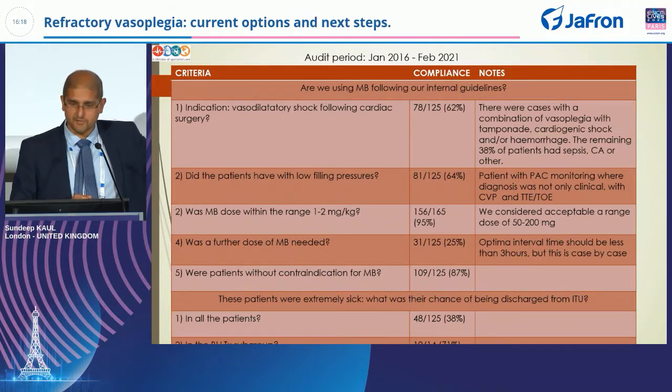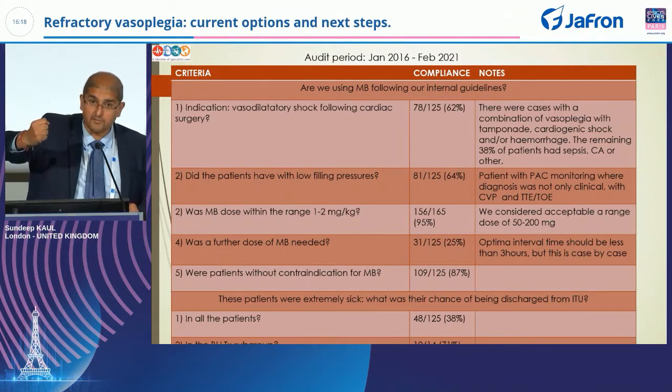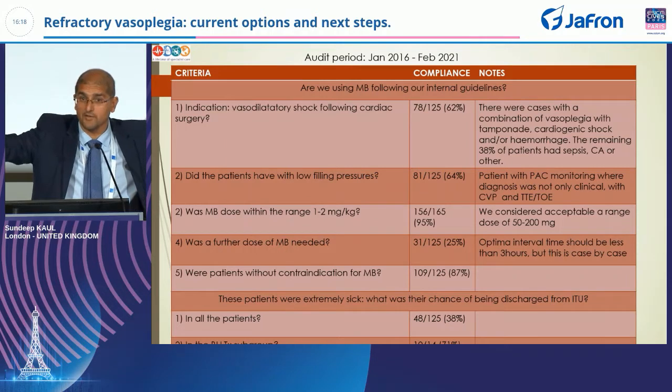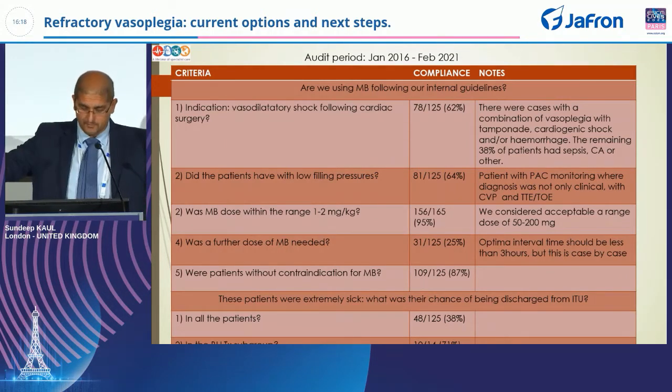Two-thirds had low filling pressures. And that is in a unit which measures with PA catheter and echo. So I don't know what's happening in the places that you don't use it. I've no idea. But two-thirds had low filling pressures, so you want to get it up.